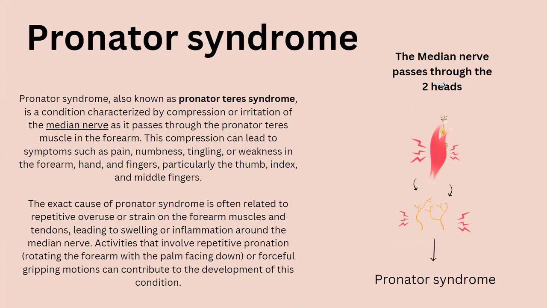Okay, we discussed this. We're just re-emphasizing this point. The pronator syndrome. So we have two heads for the pronator teres. You guys remember the pro boxer with the two heads? The median nerve passes through it. If anything goes wrong with the muscle, or if the muscle hypercontracts, it compresses the median nerve, resulting in damage to that nerve and the muscles supplied by that nerve.